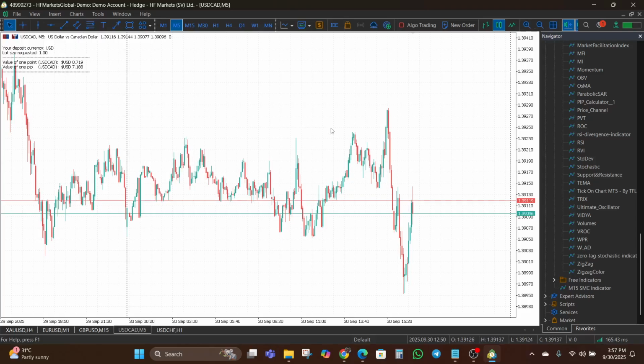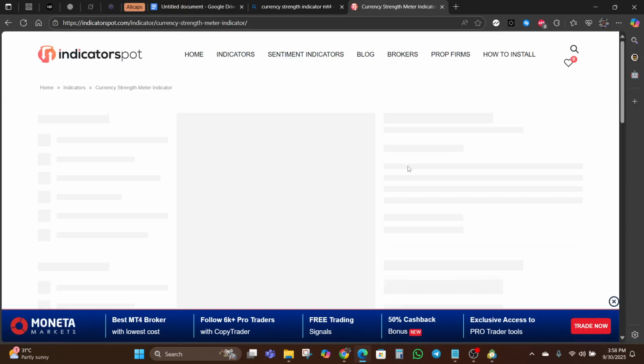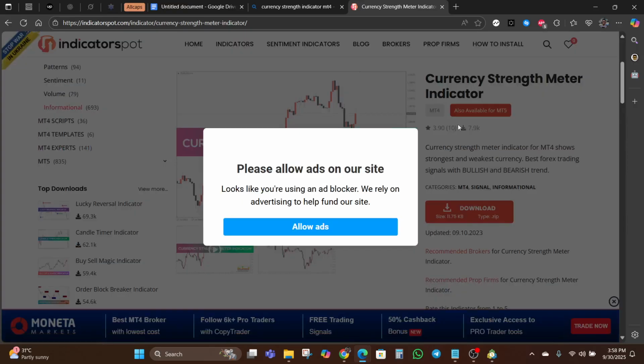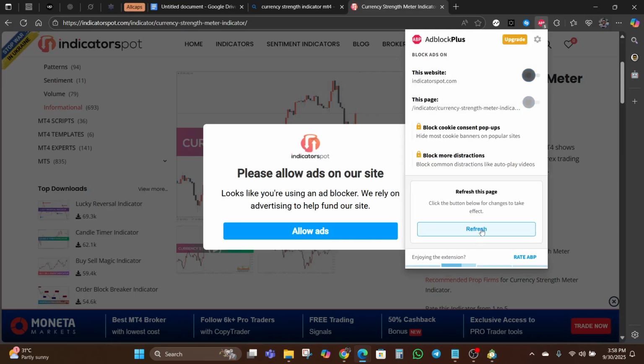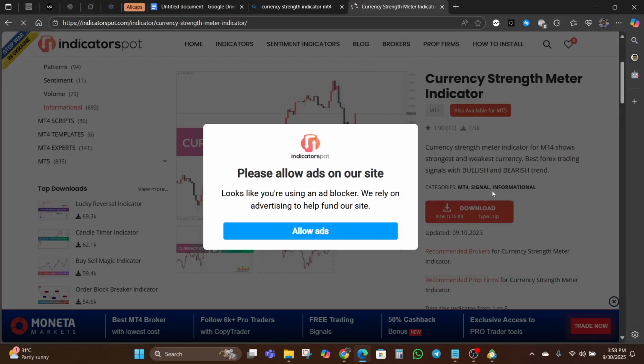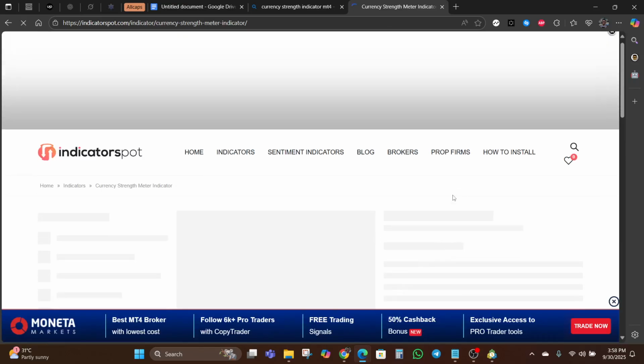So the indicator makes this process easier by showing the information visually, often in the form of a meter, line chart or histogram. All right, so we want to download a currency strength indicator, and then of course we're going to be just briefly looking at how to make use of it on our MT4 or MT5.